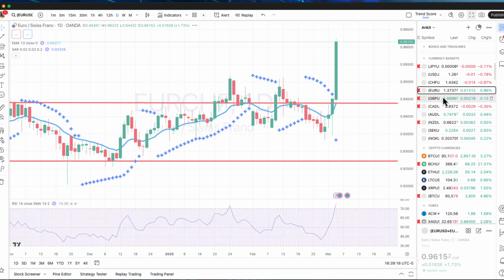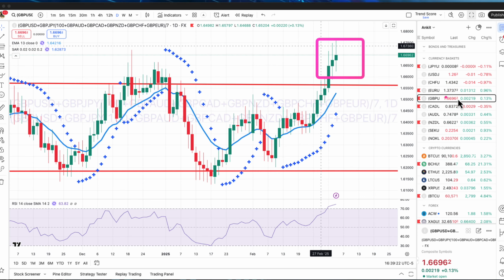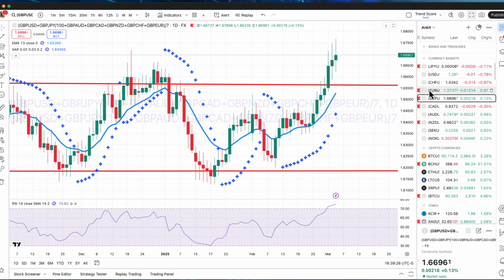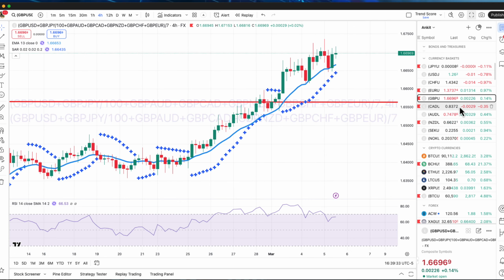Now, if we go into pound, it again continues to be an outperformer. Clearly, euro is the one that's taking the chart here, but outside of that, you can see the pound's a little bit more consistent here. So if I look at the 4-hour chart, it's bullish. It's very orderly going up.